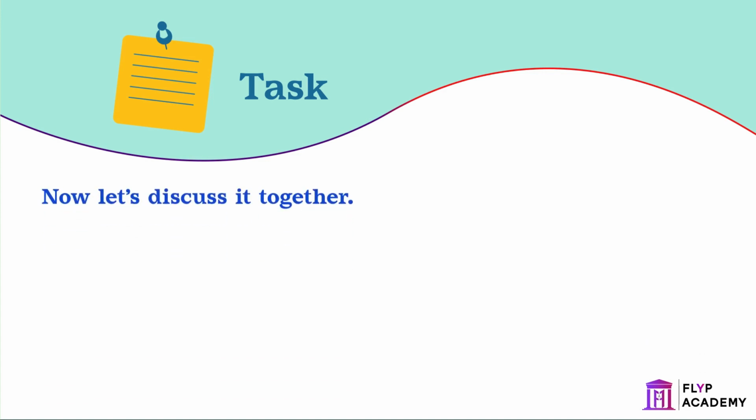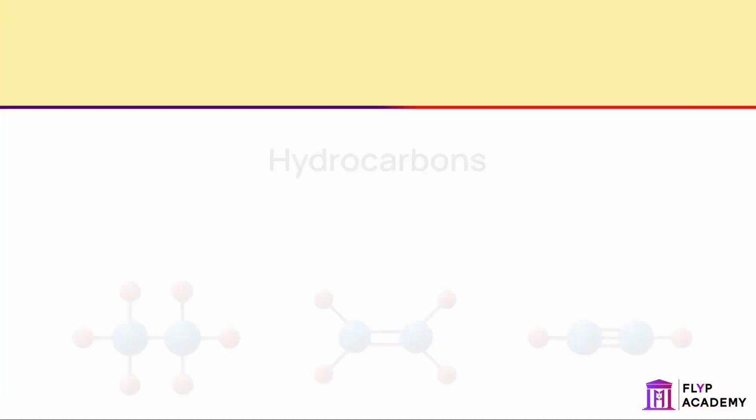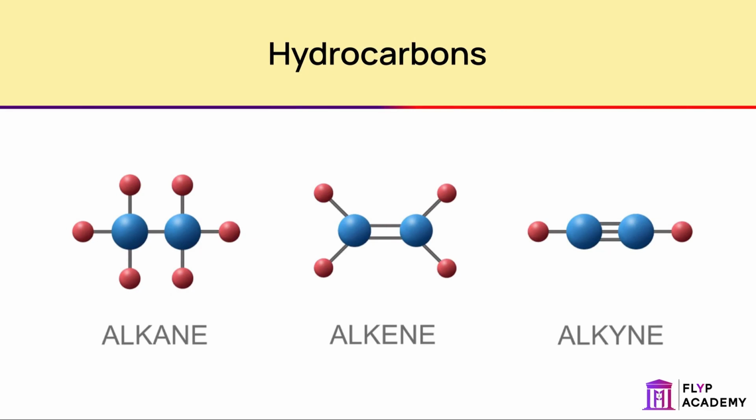Now let's discuss it together. Hydrocarbons contain only C and H atoms. If there are only single bonds in the molecule, that is an alkane. If the molecule contains at least one double bond, that is an alkene. And if it has at least one triple bond, that is an alkyne.